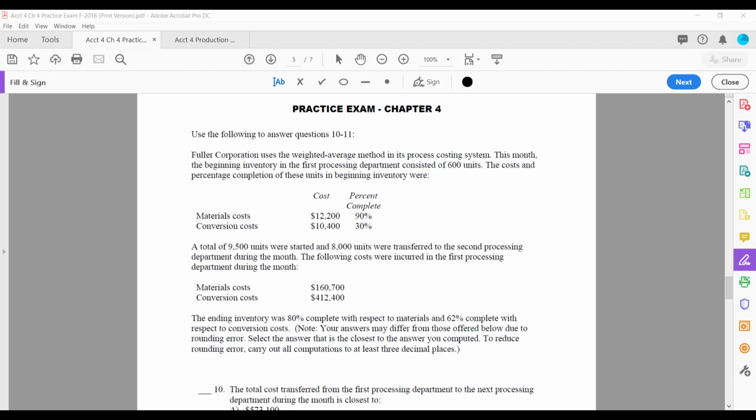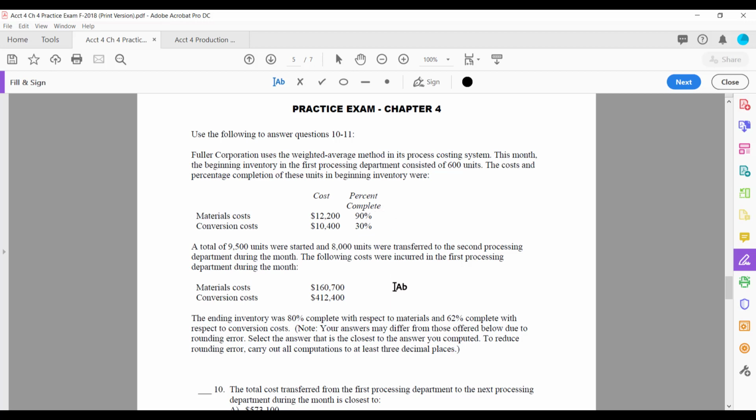So here we have Fuller Corporation. They use the weighted average method in its process costing system. This month, the beginning inventory in the first processing department consists of 600 units. The costs and percentage completion of these units in beginning inventory were: Fuller Corporation had spent $12,200 in material costs on those 600 units and $10,400 in conversion costs, which is a mixture of direct labor and overhead. But those units weren't complete; if they're still sitting in beginning inventory, they're not done. So it shows that they are incomplete there.